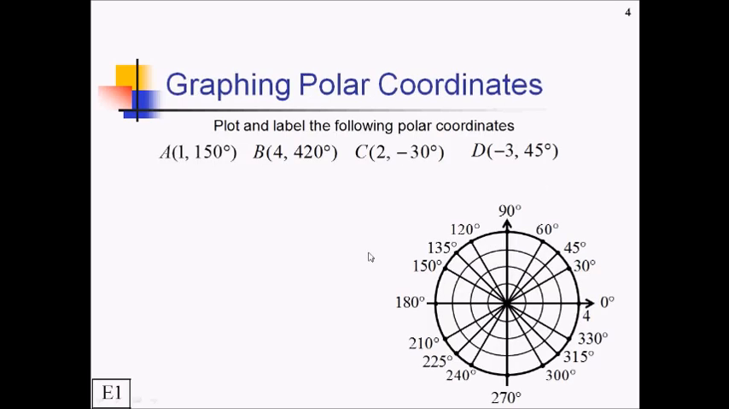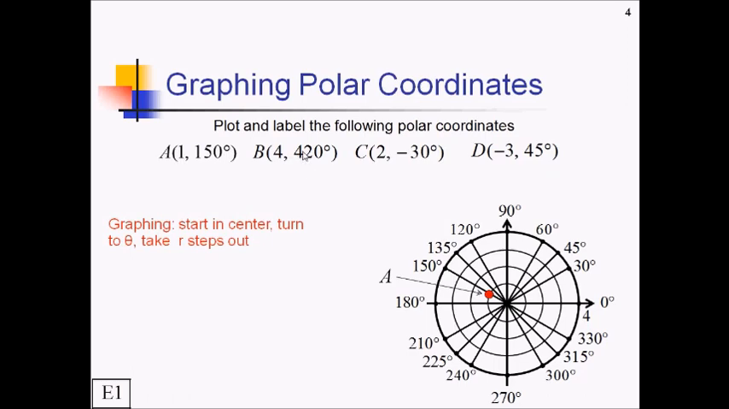I think the best way to get an understanding of the polar coordinate system is to graph a few polar points. So for this first one, we've got 1, 150 degrees. The basic way of graphing these is to start in the center, start at the pole, turn whatever the angle is, and then take r steps out. So here we are in the pole. We're going to turn to 150 degrees here, and we'll take one step out to get to this point right here. Now how about 4, 420?